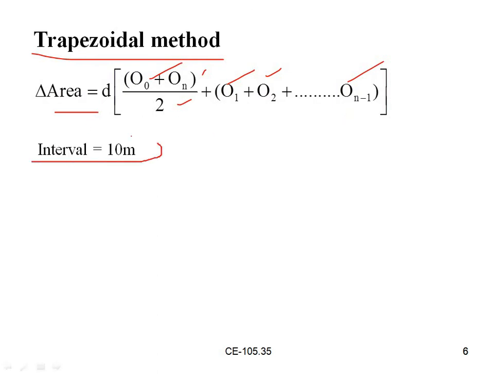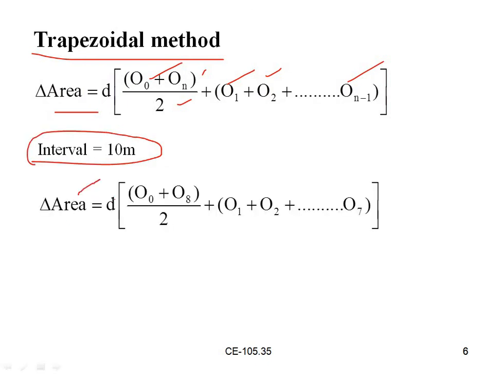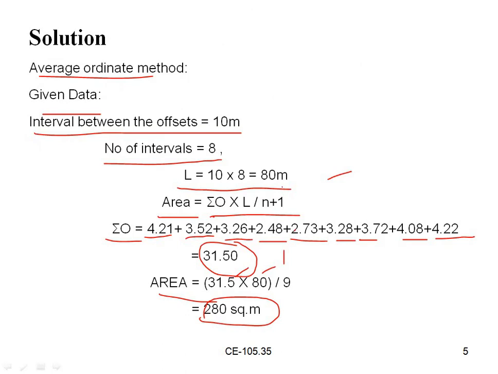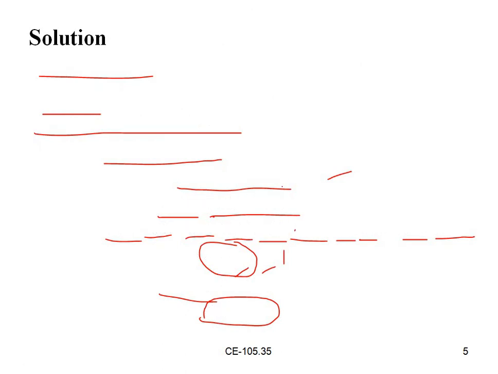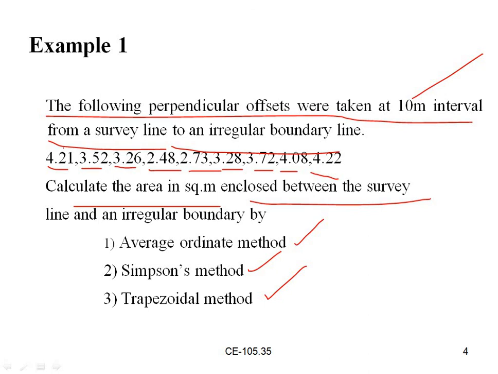Therefore the interval is equal to 10 meters. Area is equal to D into O0 plus O8 by 2 plus O1 plus O2 plus up to O7. So why are we taking O7? Let us count how many ordinates there are. We can see 1, 2, 3, 4, 5, 6, 7, 8, 9. We have 9 ordinates.